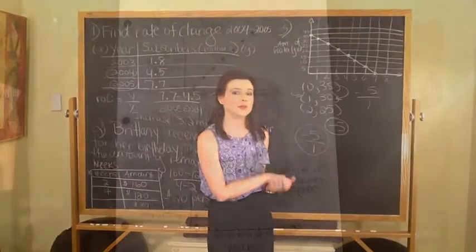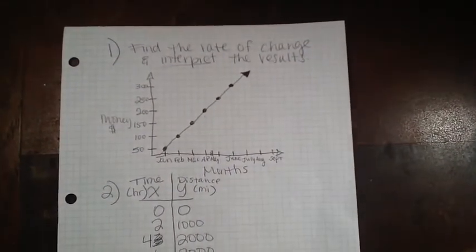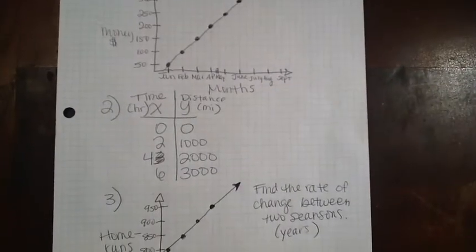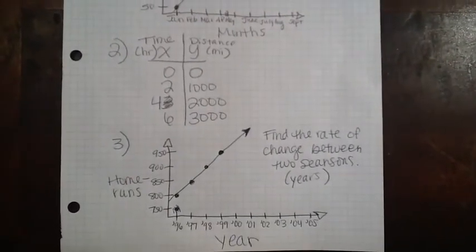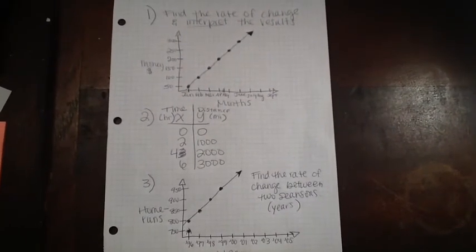Let's go ahead and do some on your own. Alright, you have 3 problems to do for me. Go ahead and find the rate of change and make sure to interpret the results. And what I mean by that is that you tell me how those two numbers are related, or what number's on top, what number's on the bottom, how are they related. Alright, good luck. We'll see what you get tomorrow.